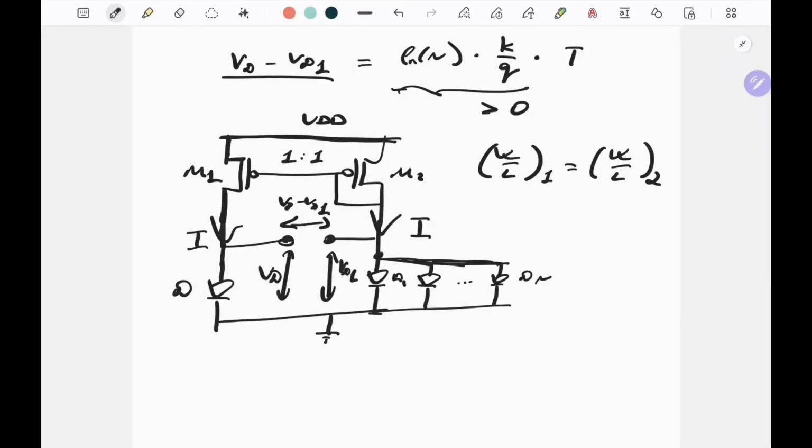Hello everyone, we continue the study of PTAT voltage references. In our previous video we built this circuit which had this differential VD minus VD1 voltage as a PTAT voltage reference. In this video we will build a single-ended PTAT voltage reference.